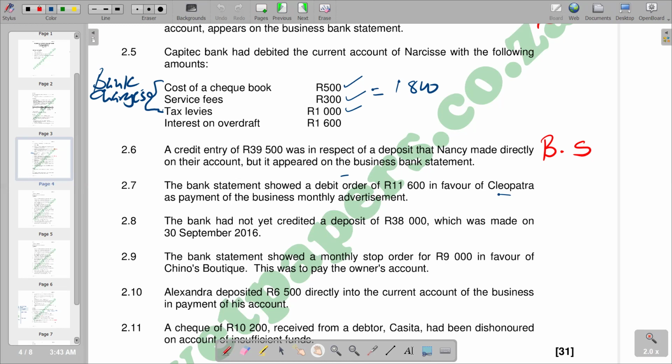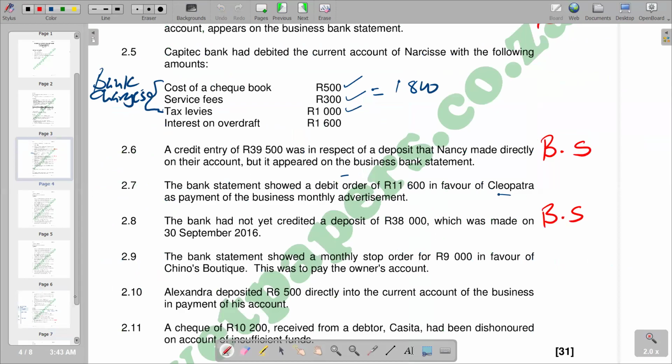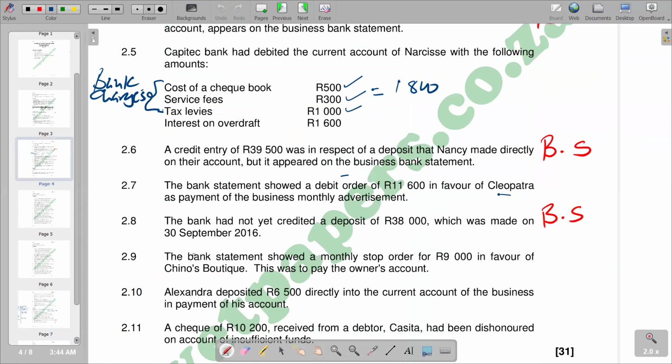So it becomes an outstanding deposit. It's not appearing on the bank statement, but it should appear there. So in this case, it means that this is an error that is affecting the bank statement. So remember, we left a space for outstanding deposit. So this is going to be an outstanding deposit. So if you go to the bank reconciliation, we enter the outstanding deposit with an amount of 38,000 rands. And then from there, we can move forward to the next, which is now 2.9.